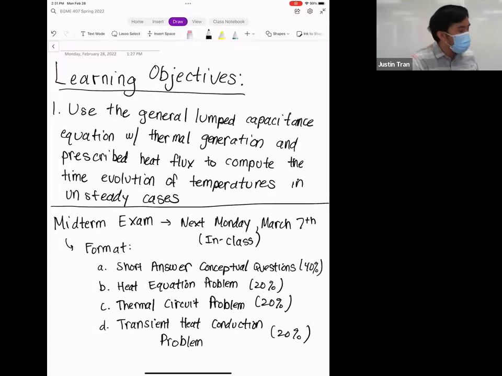Then there are 3 problem solving type questions, where you'll have to either compute or derive things. Those are the next 3 questions. The first one is going to be a heat equation type problem. The second is a thermal circuit type problem. The last is a transient heat conduction type problem, the topic we started last Wednesday and are going to finish up today. Each of those is worth 20% of the total points of the exam.